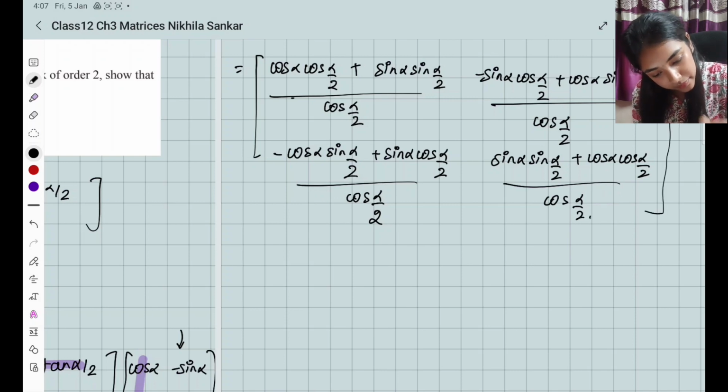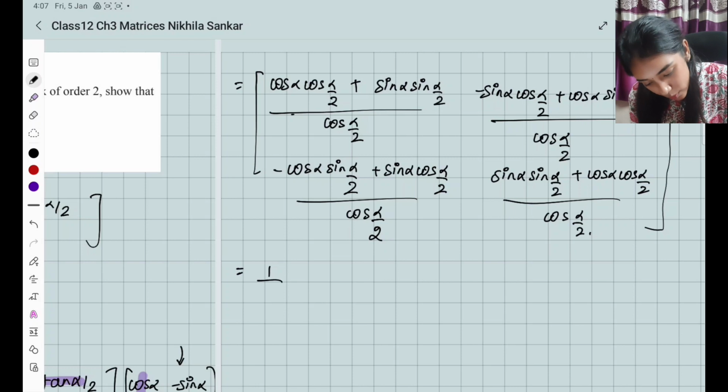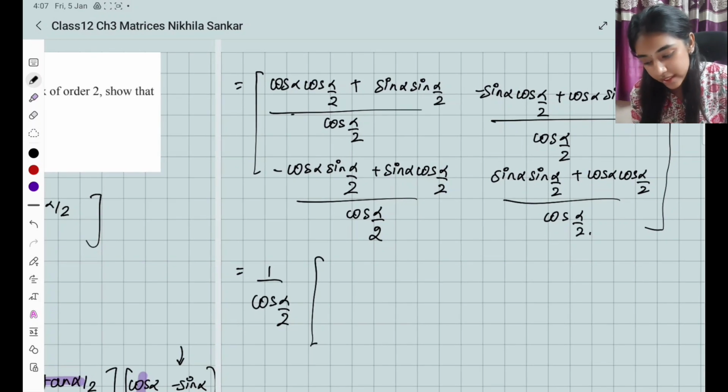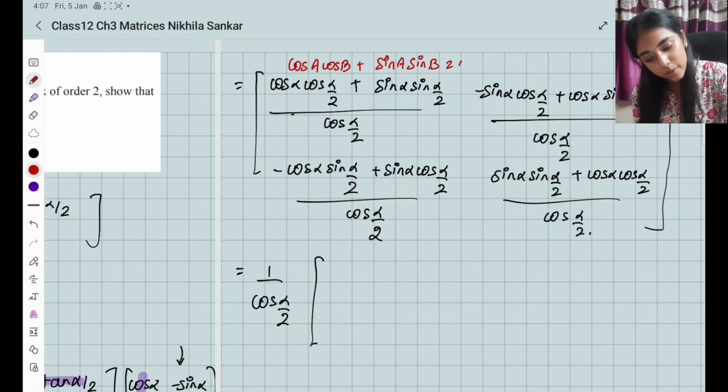Okay? Now, what am I going to have in the numerator? First in the cos alpha by 2 வெளியில எடுத்துடலாமா? I'll take the cos alpha by 2 outside. So I have 1 by cos alpha by 2 from all the terms. So numeratorல here I have cos A, cos B plus sin A, sin B. So this is going to be cos of A minus B.